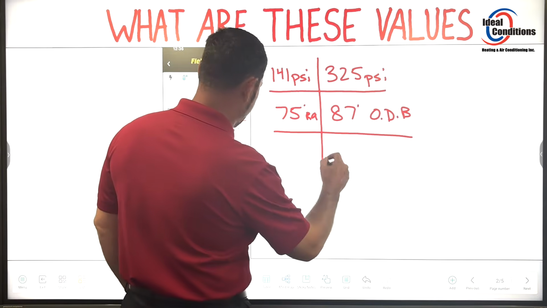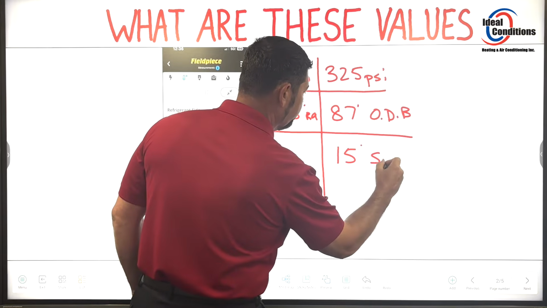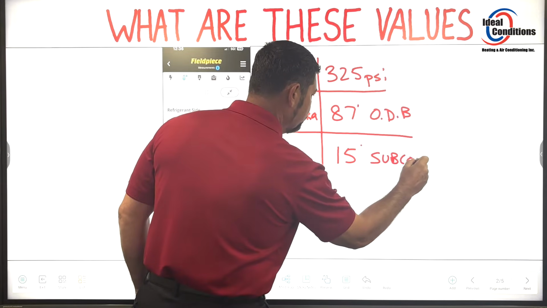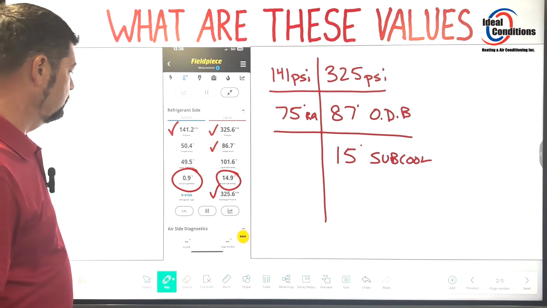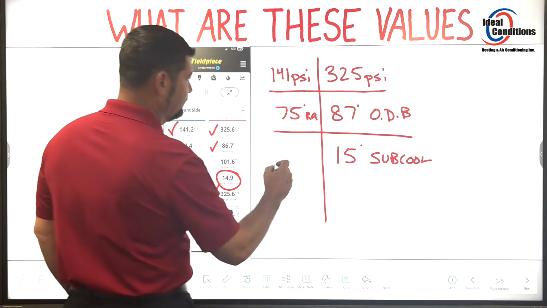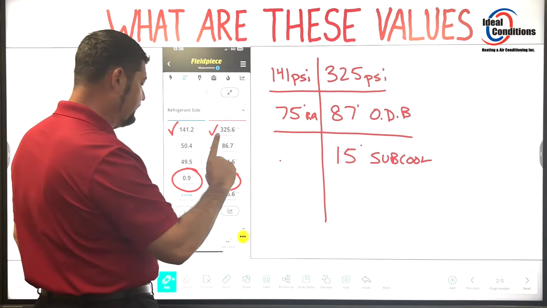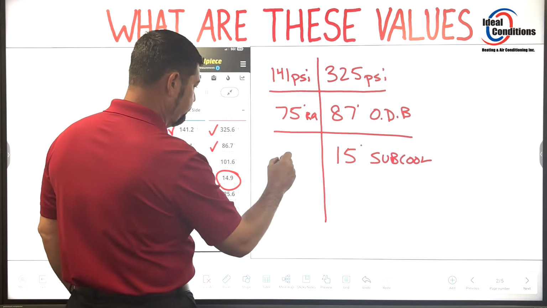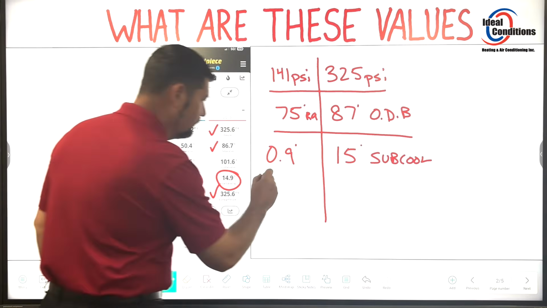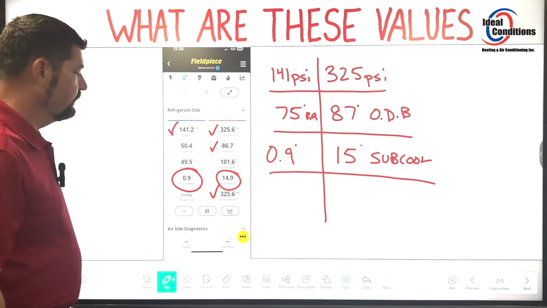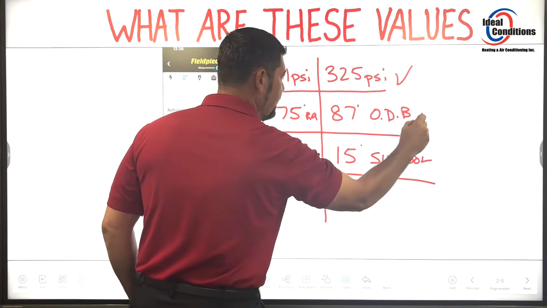If you want to be top at your game, pay attention to these videos. 14.9 subcool. We're just going to round that up to a 15 degree subcool. Guess what? That's not in range. Bingo. Superheat. All right? I've got less than 1 degree, but not 0. So 0.9 degrees. This is a problem.